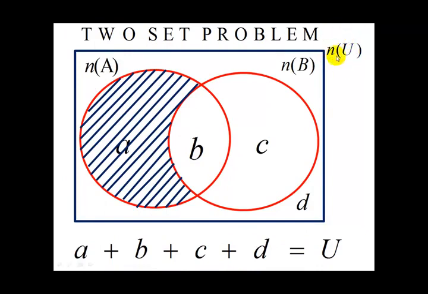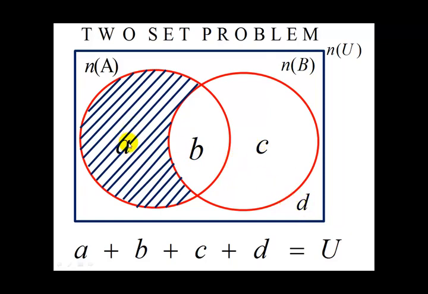Let's assume that this n(U) represents the total number of students in a particular school or a particular class. And let n(A) represent the number of students who read Greek. And let n(B) be the number of students who read biology. Now we have A, B, C, and D. That is, we have the region A, region B, region C, and region D.